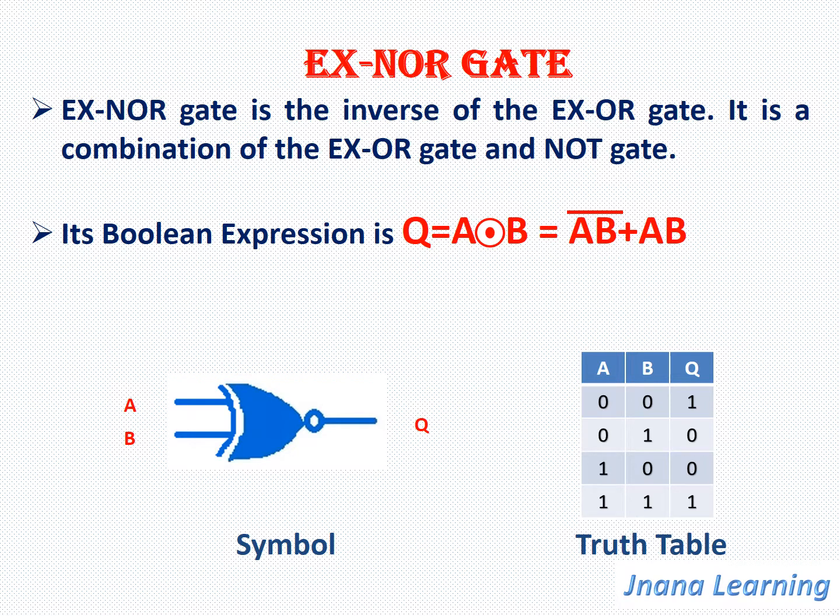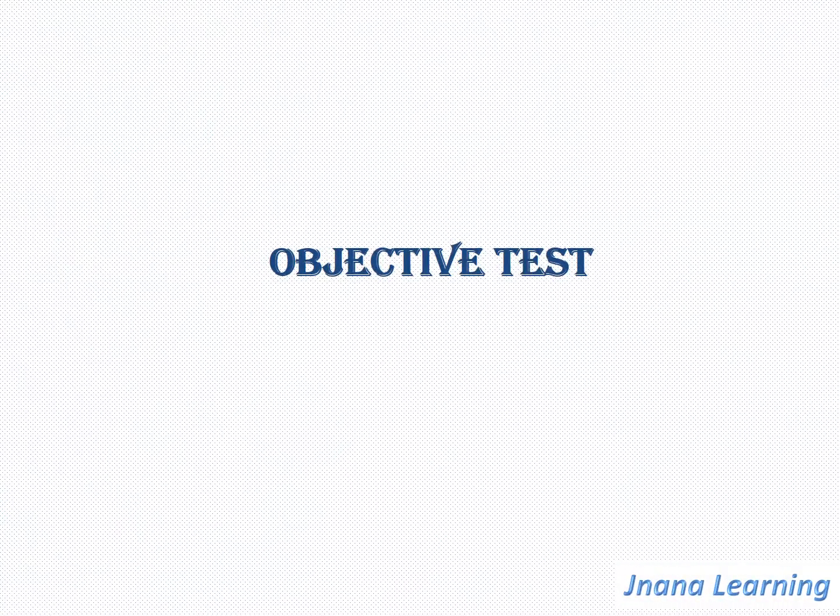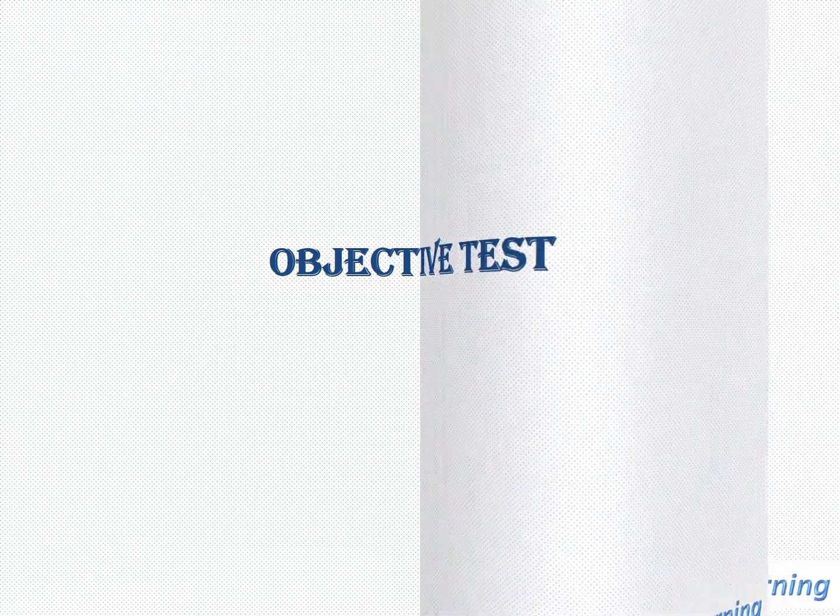So that's about the gates. In these gates, NAND gate and NOR gate are called as universal gates. Okay, so that's about the basic of digital logic. Now here provided a simple objective test just for your self-assessment. Go through it. So question number 1.